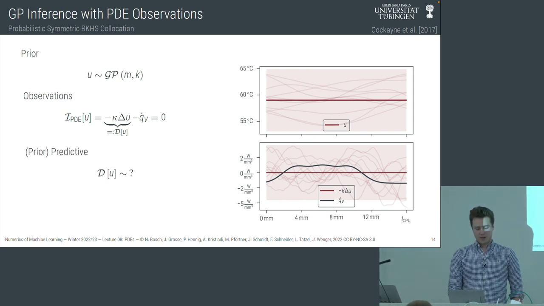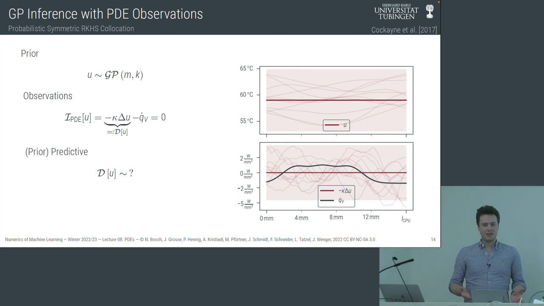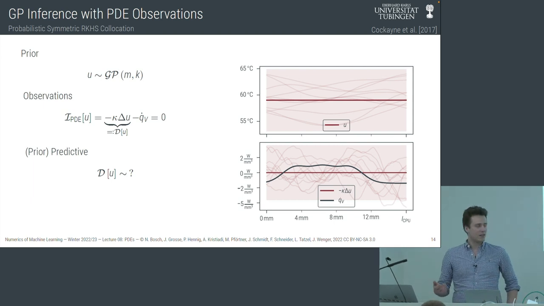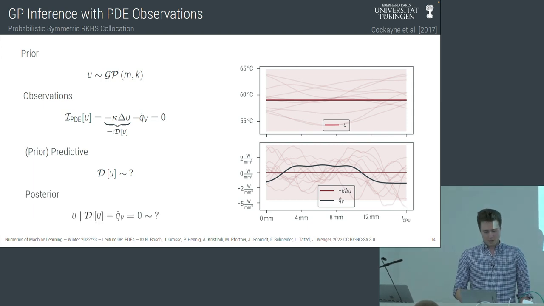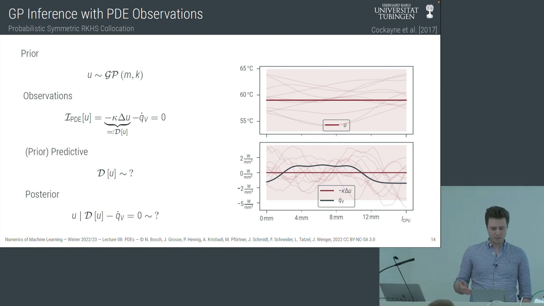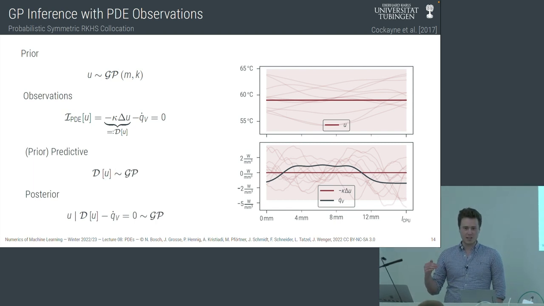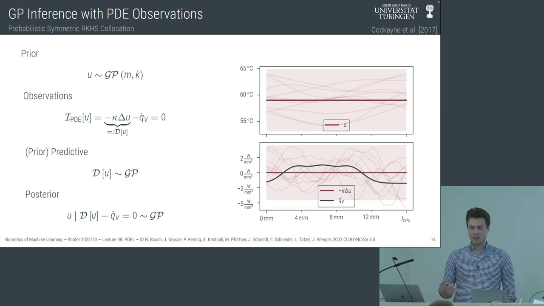Now, how do we actually do this? First of all, how do we apply such a differential operator to a GP? What kind of object do we get from that? Another way of phrasing this is: how do we take the derivative of a GP? And second of all, how do we actually compute the posterior now? How do we condition on this piece of information? And it turns out that both of these objects are GPs again. So we have a closure property of GPs under linear observations.